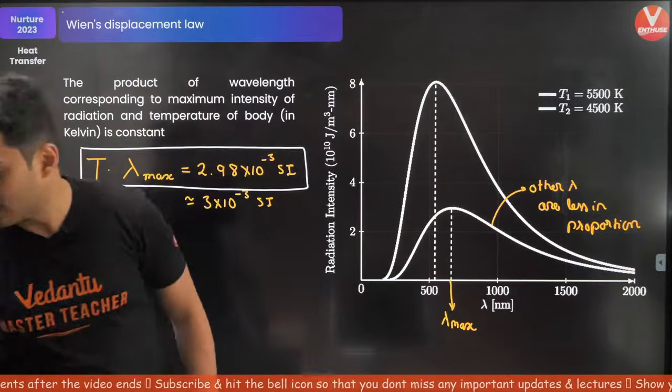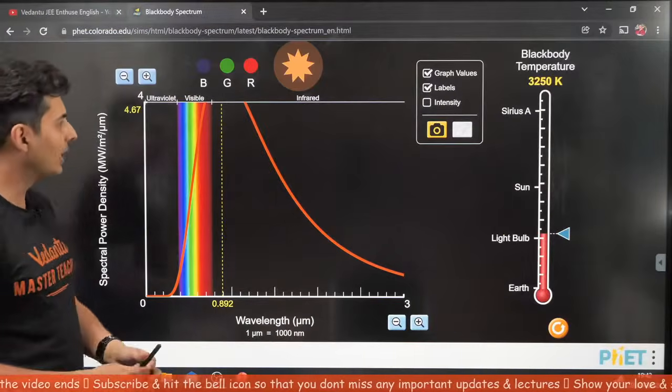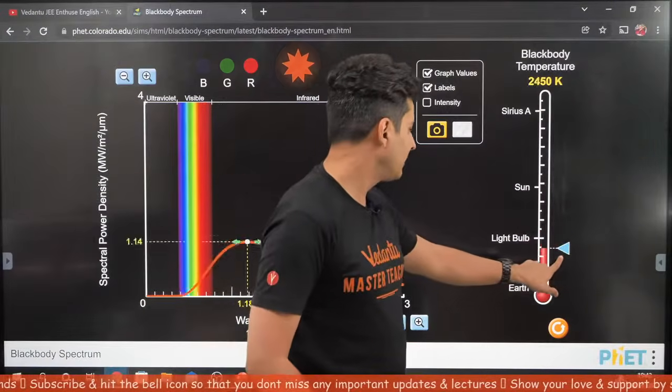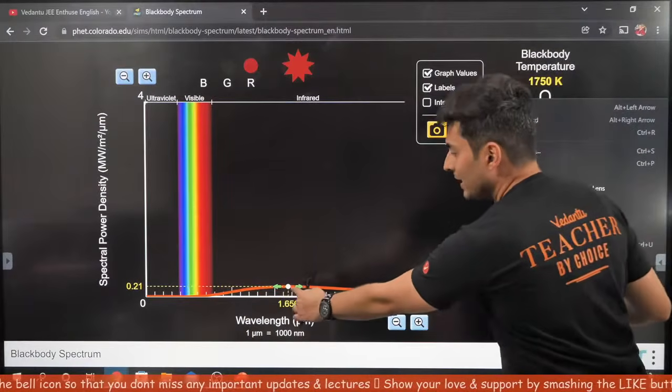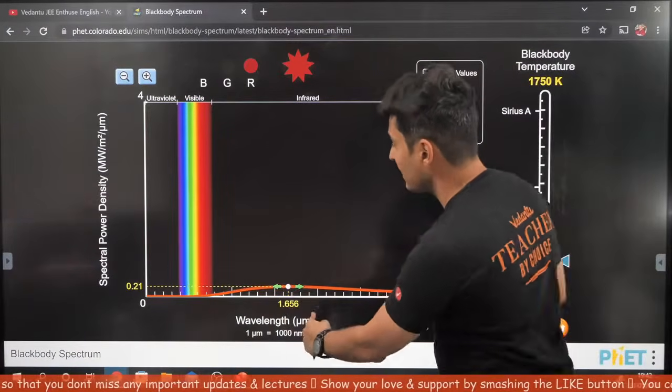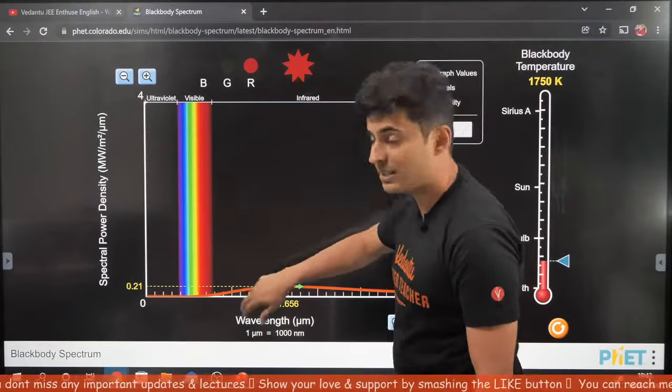Now I hope you understand why it happens like that. Look at this graph, you will understand it. When you heat the iron, what happens? Normally the lambda max is here. Do you see it? It's outside the visible spectrum.